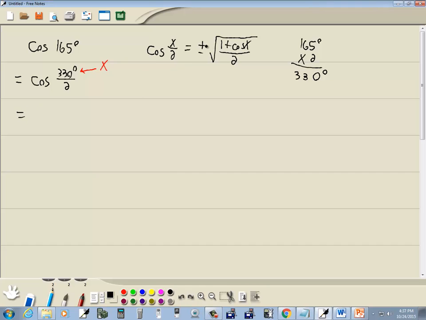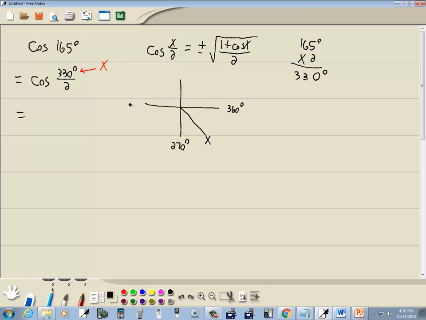First off, let's talk about the signs here, the plus or minus. This is 270 degrees here, and this is 360 degrees. So theta, or x, is our angle on this one. Well, the x is 330. But this plus or minus is based upon x over 2, so it's based upon 165 degrees.